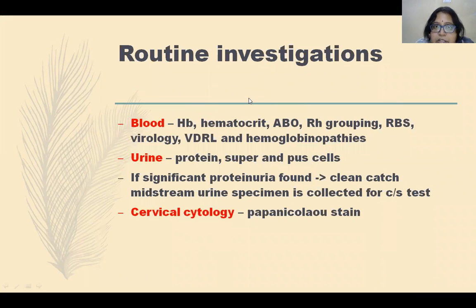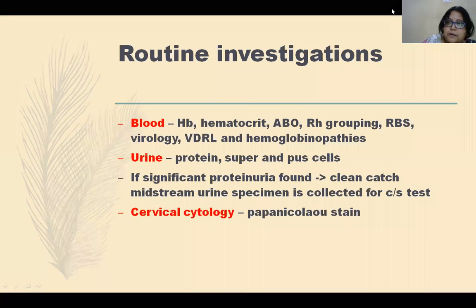Next, what are the investigations you do routinely? You have to do blood investigations like hemoglobin, hematocrit, grouping, typing, then random blood sugar, VDRL, and look for hemoglobinopathies in case there is any history. You have to do those too. Next, urine is looked for proteins, sugar, pus cells, and if any significant proteinuria is found, then a clean catch midstream urine specimen is collected and sent for culture and sensitivity test. Next, in indicated cases, you need to do a pap smear.